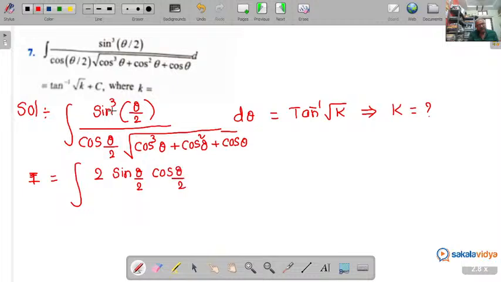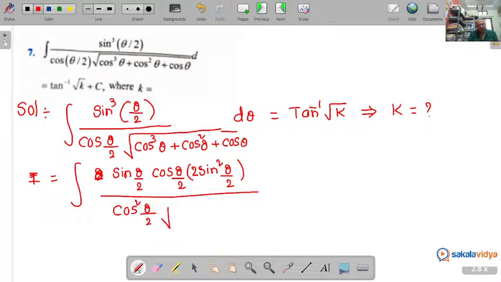Again, sin cube theta by 2, I have written as sin theta by 2 into sin square theta by 2. And also you keep 2 here, better, by this cos theta by 2 into cos theta by 2, cos square theta by 2, and root of cos cube theta plus cos square theta plus cos theta. So this is d theta. Clear? I hope this is very clear.